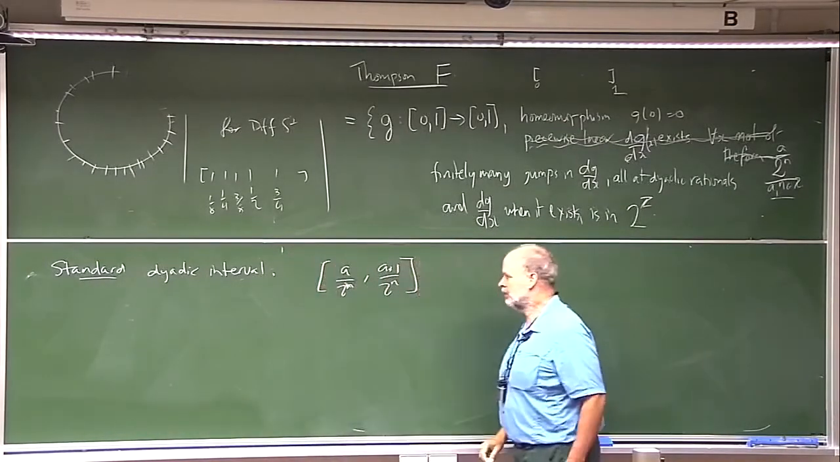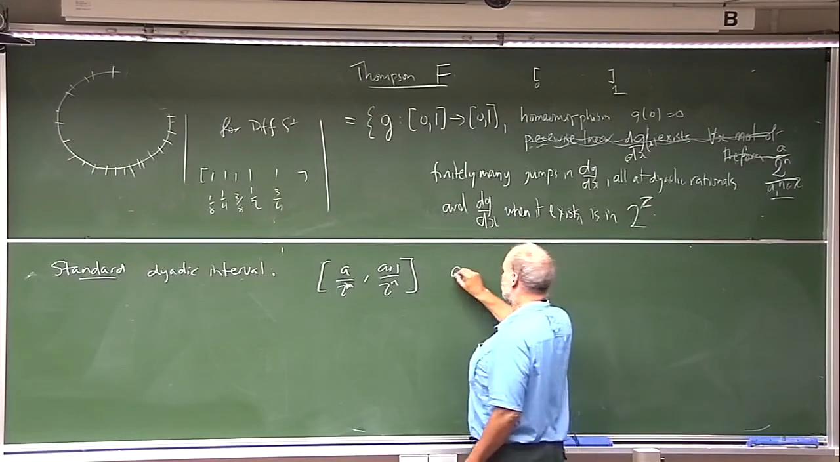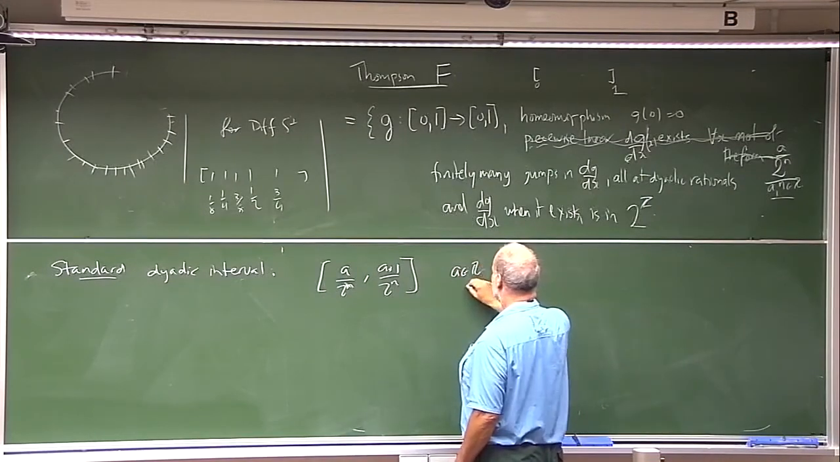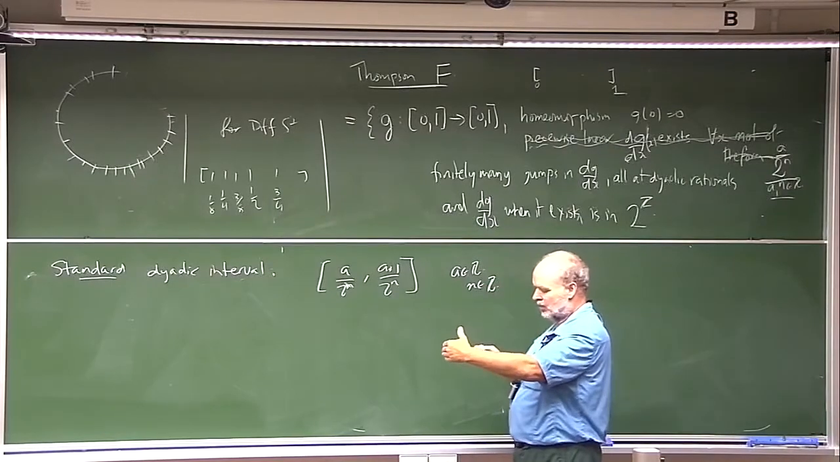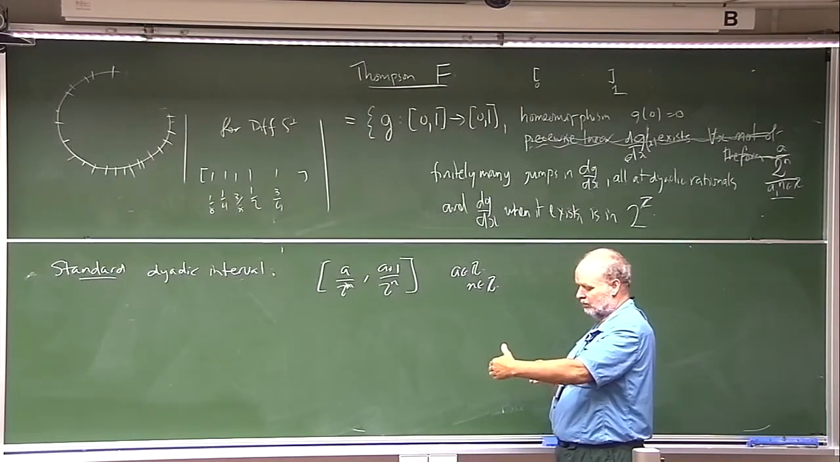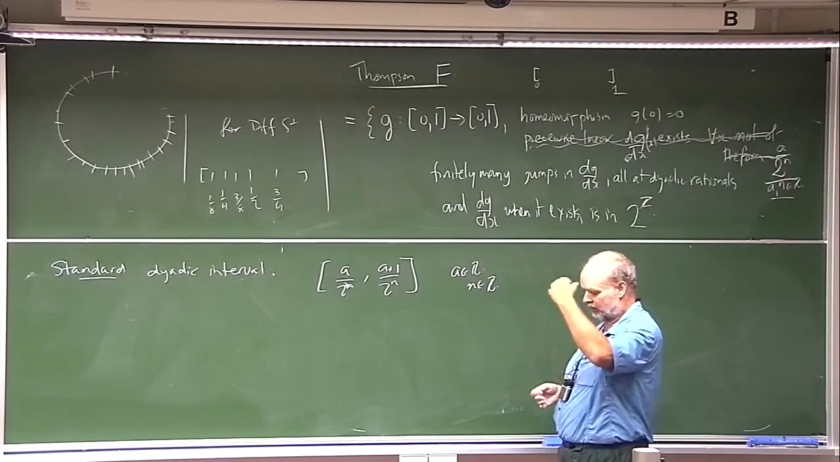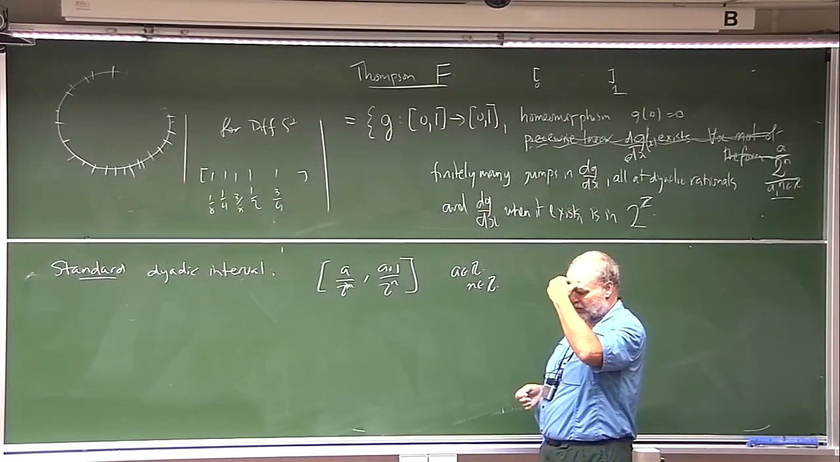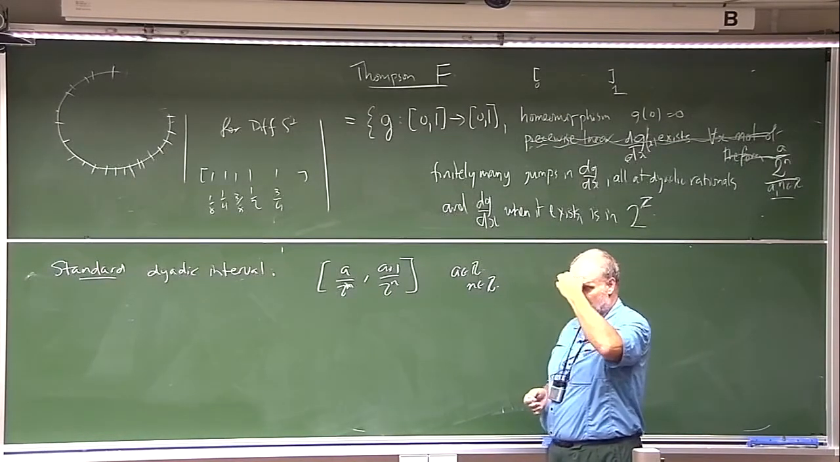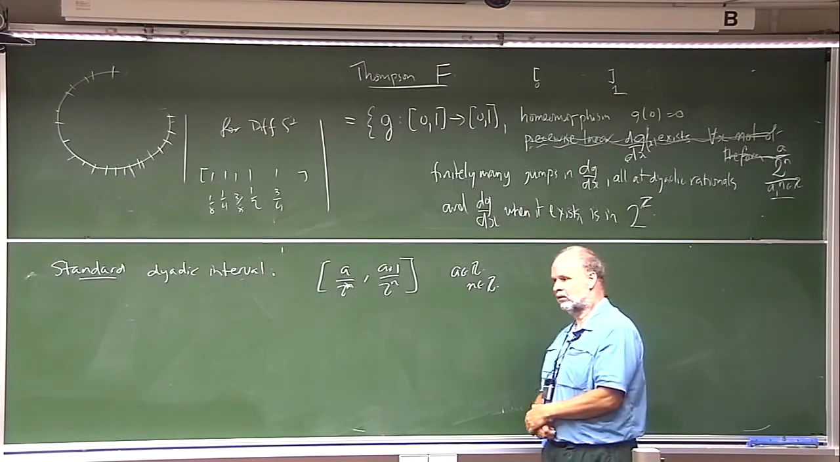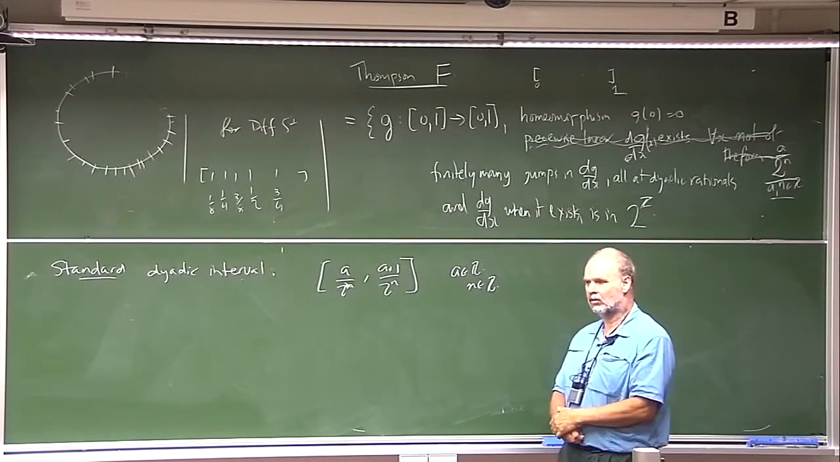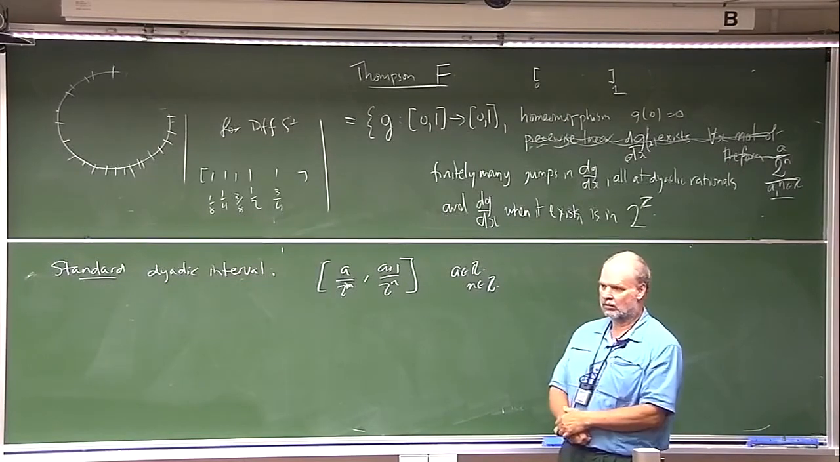[a/2^n, (a+1)/2^n], where a is an integer, and n is an integer. So if you have two dyadic endpoints, then the interval is not necessarily of this form. For instance, if you take 1/4 to 3/4, that's not standard. But if you took 0 to 1/4, it is. If you took 1/4 to 1/2, it is.